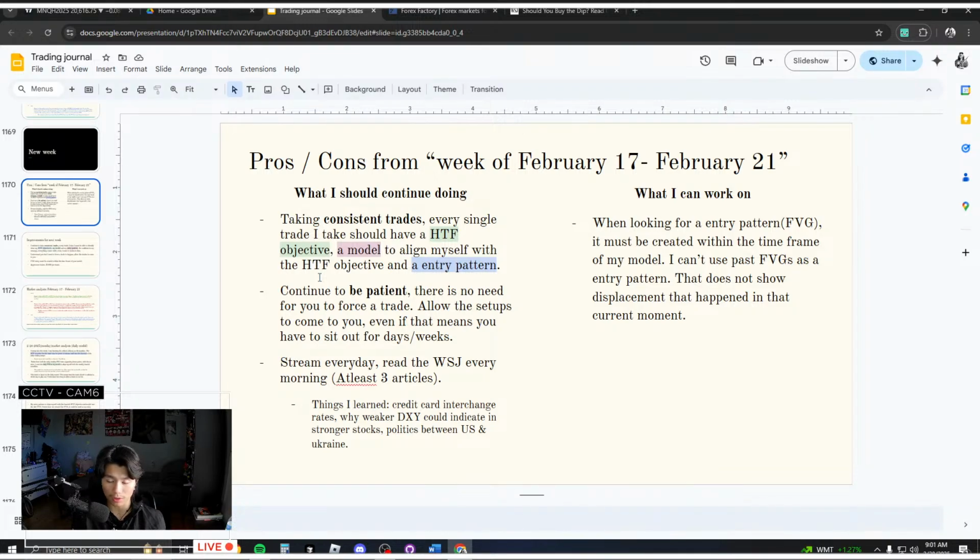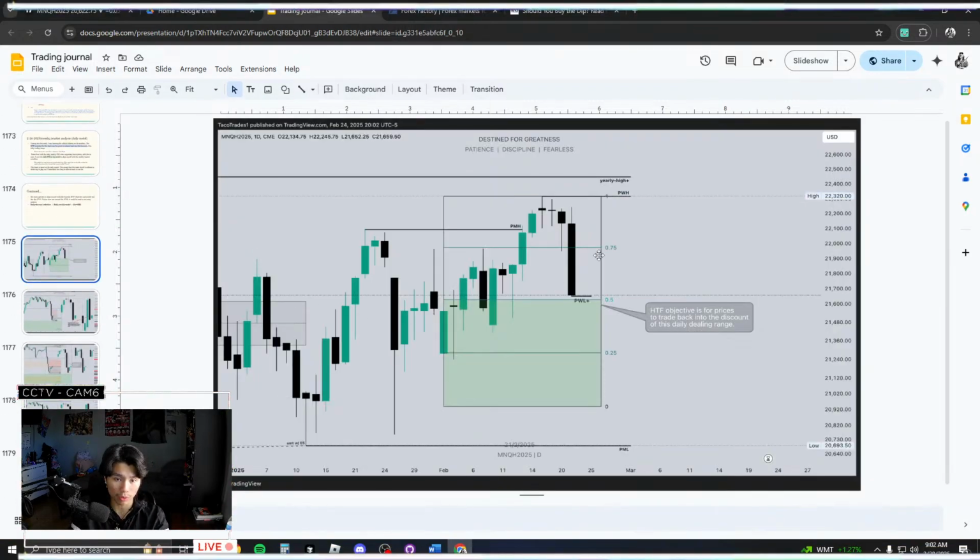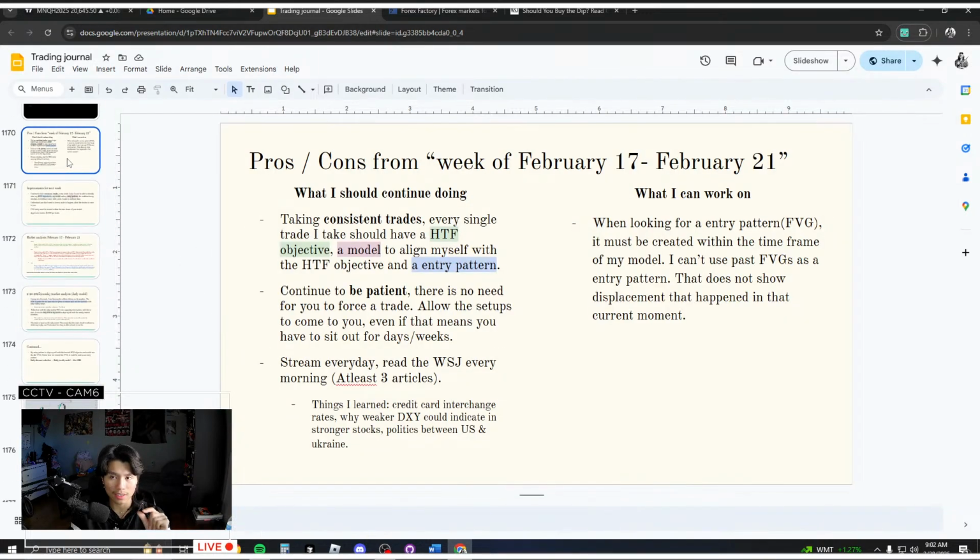If someone were to ask me, hey dude, why'd you take this trade here? I should be able to explain clearly, and identify the requirements with ease. If I were to go over some of my trades this week with you guys, it's very easy to point out the higher time frame objective, the model, and the entry pattern. So, taking those consistent trades.